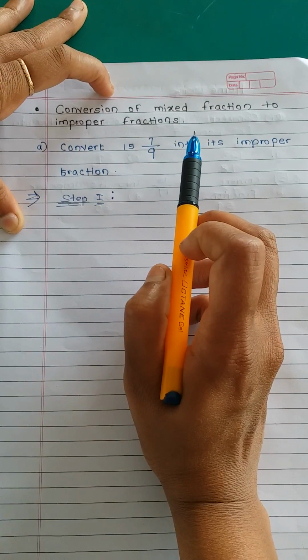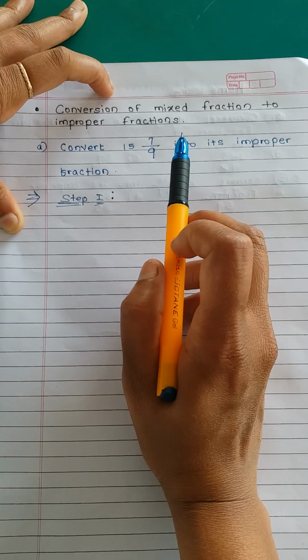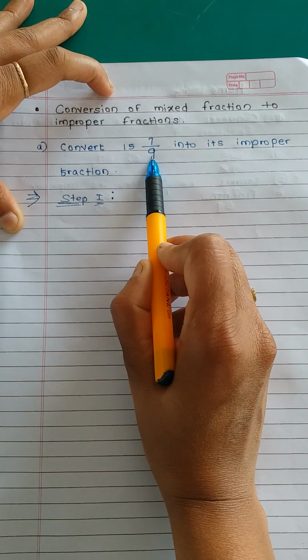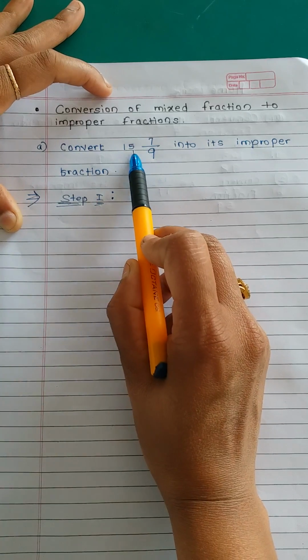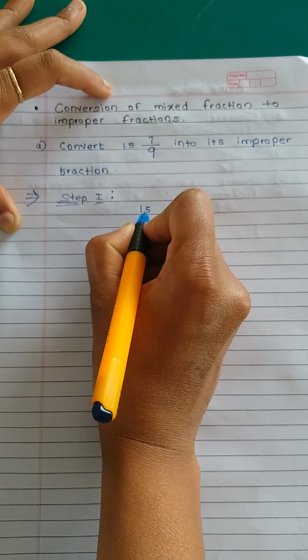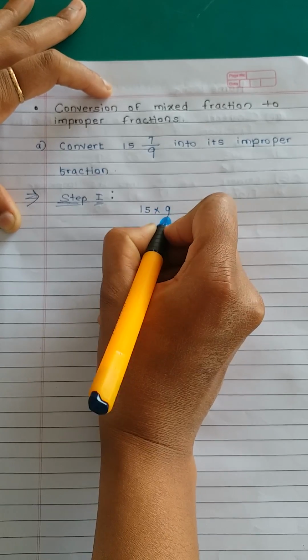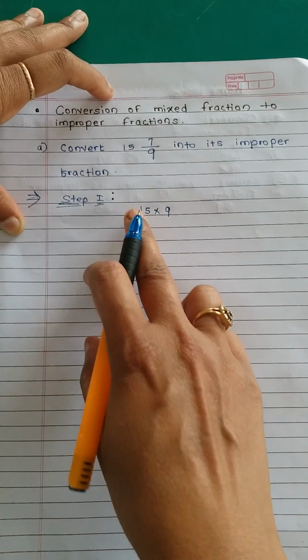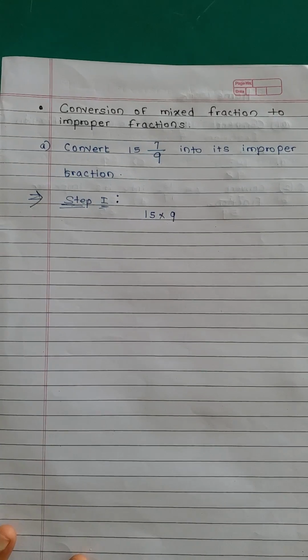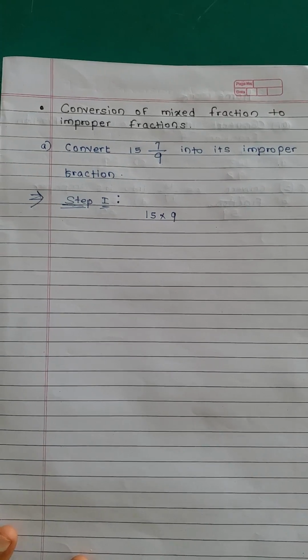In that, what do we have to do? Multiply the whole number by the denominator. What is the denominator? The denominator is 9. The whole is 15. So what do we have to do? 15 multiplied by 9, because 15 is your whole number and 9 is your denominator.